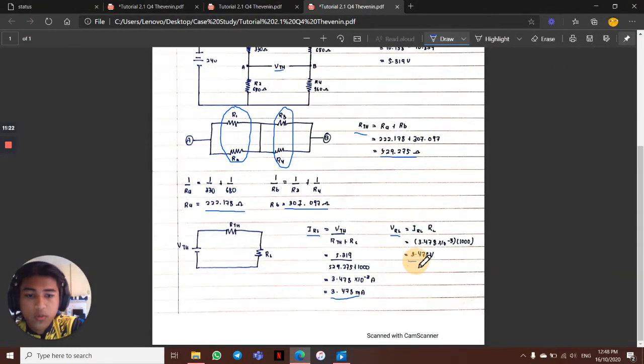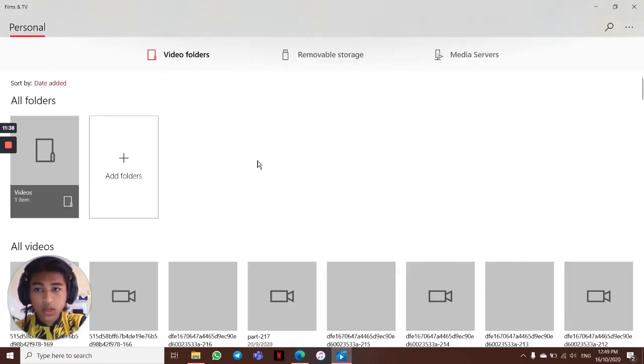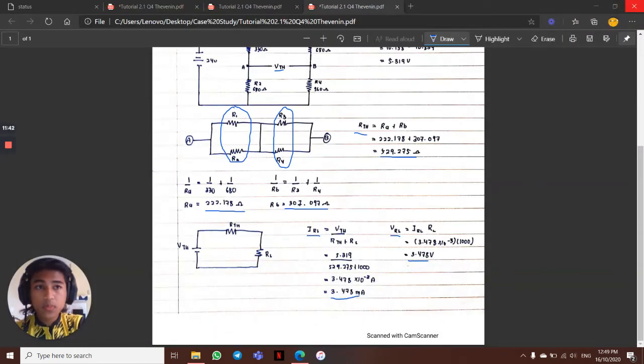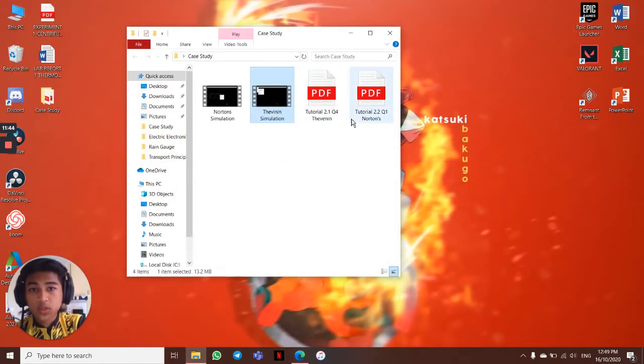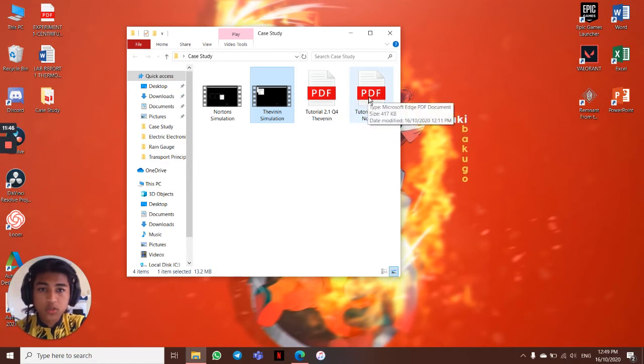If you look back to the calculation that we did, we got 3.478, which is a difference of 0.001. So it has proven that our calculation for the Thevenin is the same as the simulation. So moving on, we'll go to tutorial 2.2 question 1 for Norton's theorem.